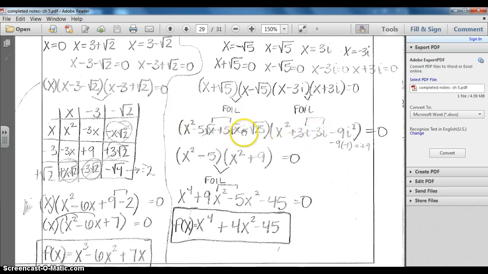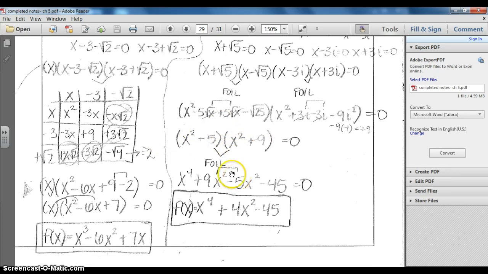So it's x squared minus 5, because that's the square root of 25. Over here, x squared, this is an i squared that changes to -1. -9 times -1, positive 9. So it's x squared plus 9. So then we want to FOIL these things. You could create a box if you wanted to, and then simplify in the middle to get your final answer. So take your time, use the box method, watch your signs, and it's just going to take some practice.